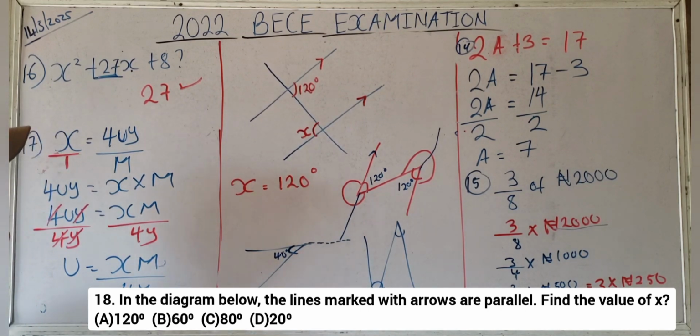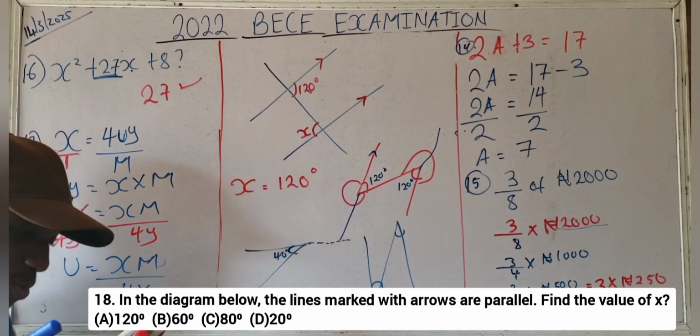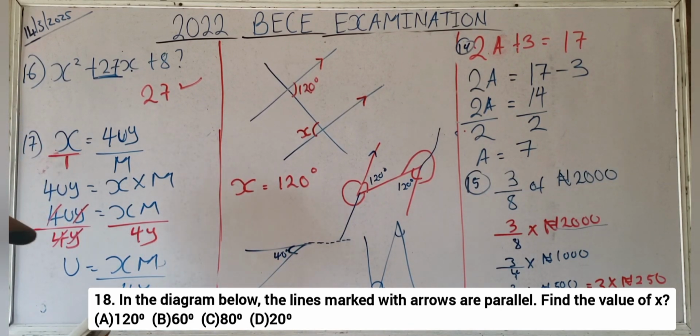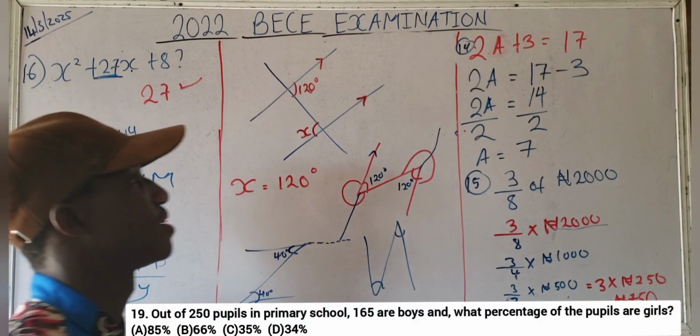Now if you look, this is alternate to this. x is 120 degrees. The right answer to that question is option A. Option A is 120 degrees. So the right option is option A. Now let's proceed to question number 19.